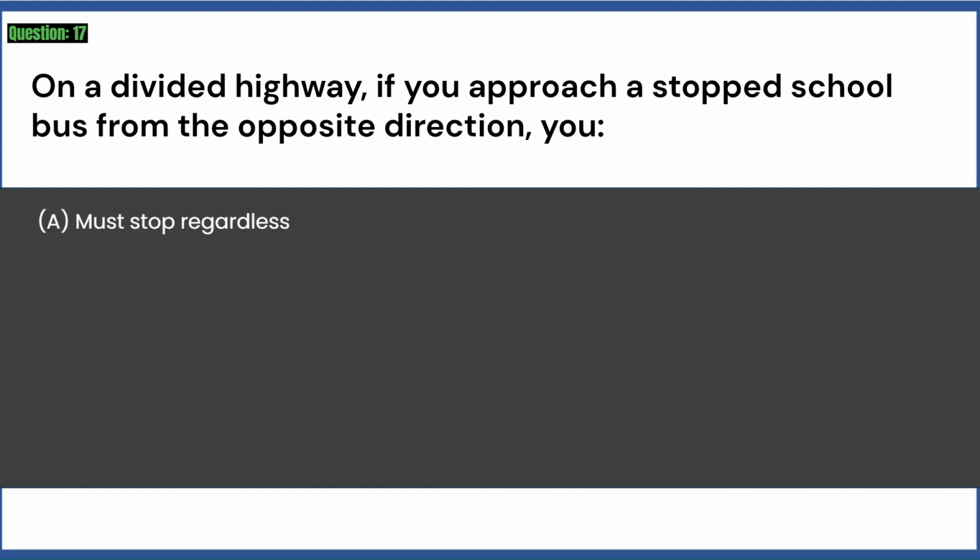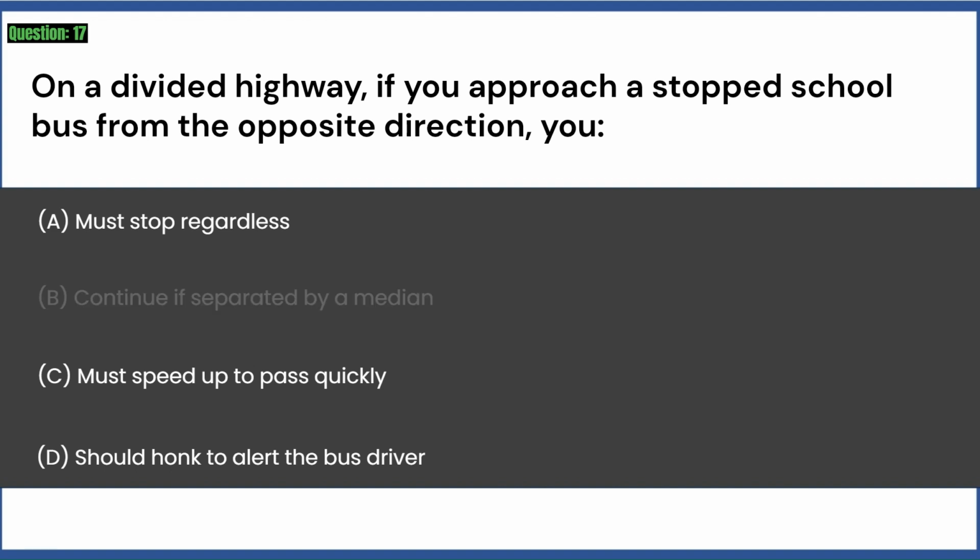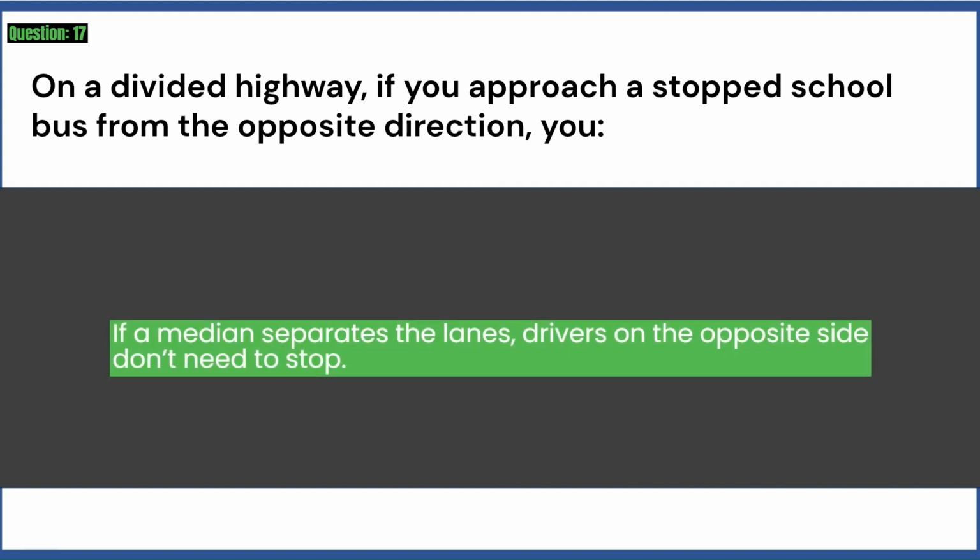Must stop regardless. B. Continue if separated by a median. C. Must speed up to pass quickly. D. Should honk to alert the bus driver. Answer, B. If a median separates the lanes, drivers on the opposite side don't need to stop.